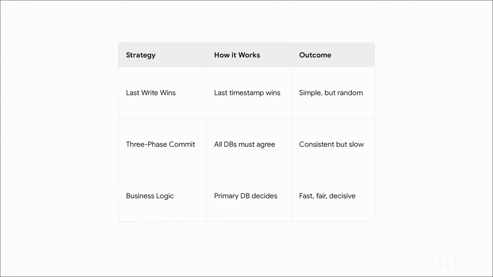Well, the solution here is actually pretty elegant. We use business logic. See, in our blueprint, all purchase requests, no matter where they come from, get routed to our one primary database in AWS. It literally becomes a race. The first request, whether it's from London or Tokyo, to hit AWS Aurora and lock the database row for that sneaker, wins. The second request arrives a few milliseconds too late, sees the inventory is now 0, and gets rejected. It's fast, it's fair, and it's decisive. Problem solved.